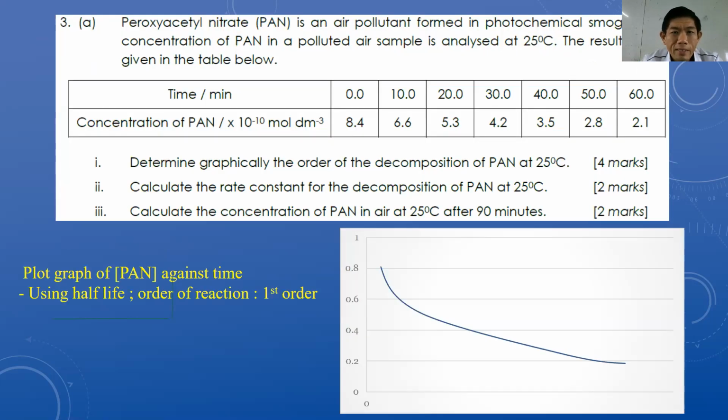Peroxyacetyl nitrate, PAN, is an air pollutant formed from photochemical smog. The concentration of PAN in a polluted air sample is analyzed at 25 degrees Celsius. The results are given in the table below. You have time and concentration. Note that the time is in minutes, and the concentration is times 10 power negative 10. So sometimes in the questions you have to be very sensitive with all the values in here. So this is times 10 power negative 10.